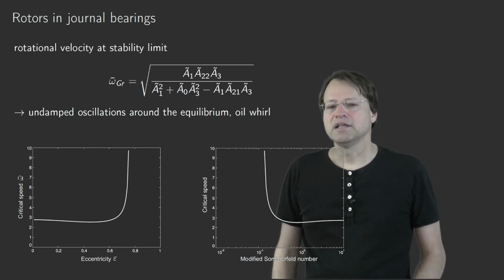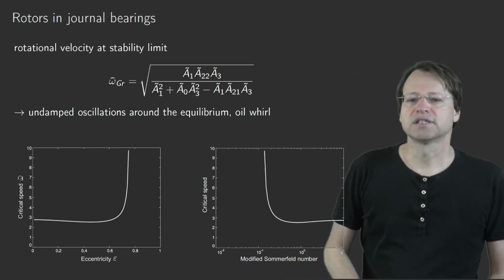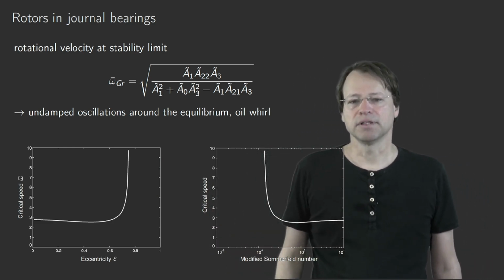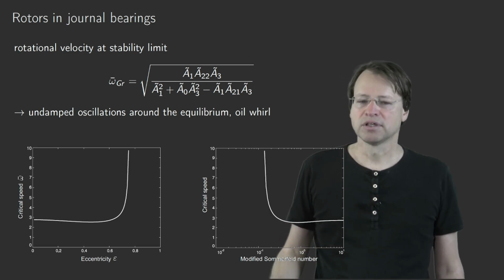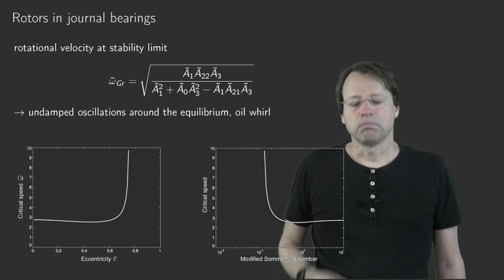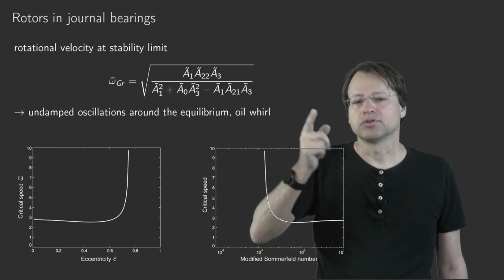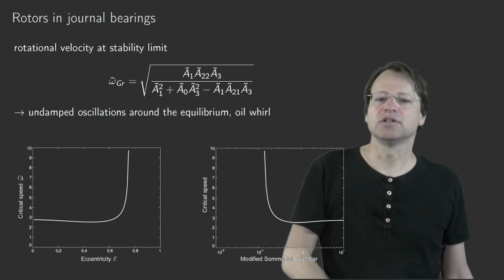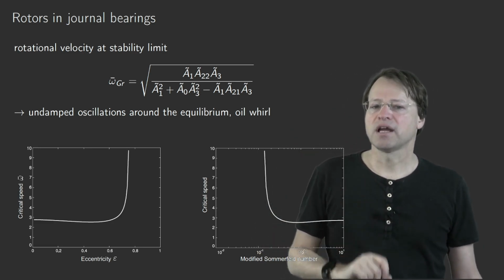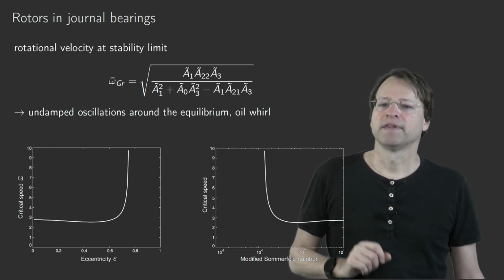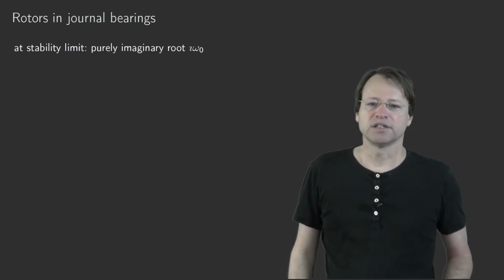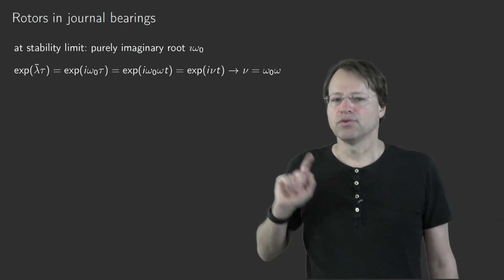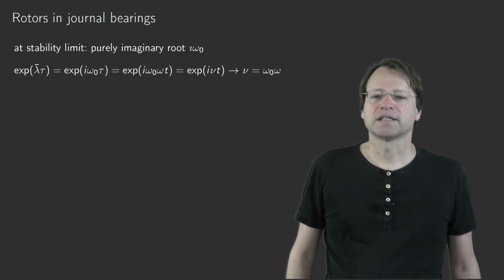Now let's look at the natural frequency for these undamped oscillations that occur exactly at the stability limit. We know that exactly at the stability limit, one eigenvalue or pair of eigenvalues tends to change its sign. So the real part becomes exactly 0 at the stability limit, and we have a purely imaginary solution for that eigenvalue. Let's try to compute that purely imaginary root. First of all, let's have a look at what that tells you.